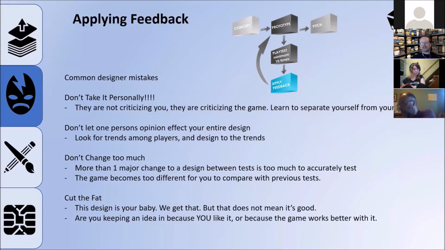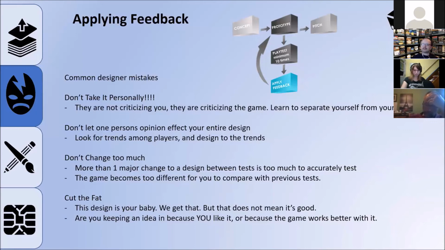Don't let one person's opinion affect your entire design. You will run into playtesting groups where there is one loud, outspoken person who gets their point across louder than anybody else, who speaks over everyone else, who is more insistent than anyone else that what they are saying is most important. They are still only one person. So even if they are part of one of your main playtesting groups, you need to keep in mind that they are only one person, no matter how loud and outspoken they are. So you're looking for trends among all your players, not just the loudest one.